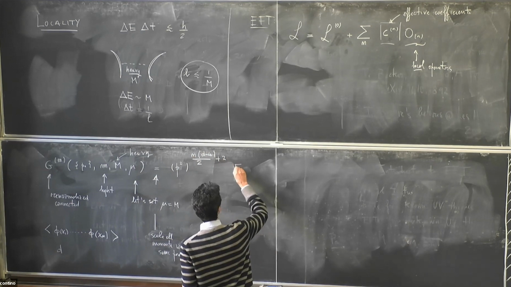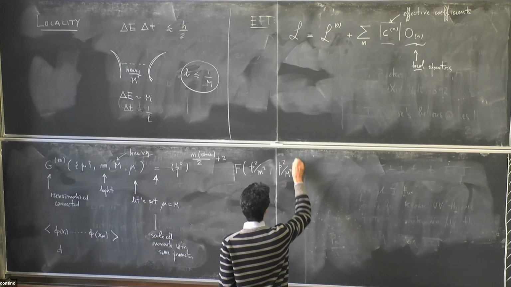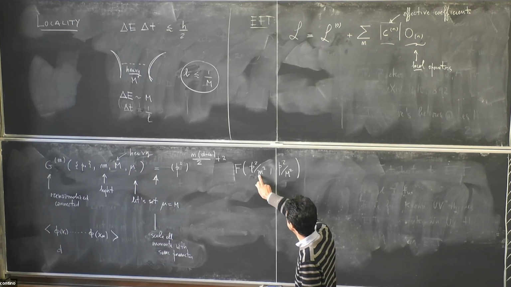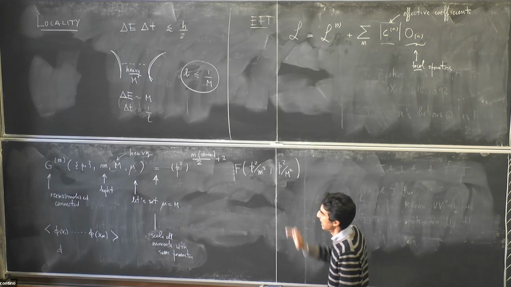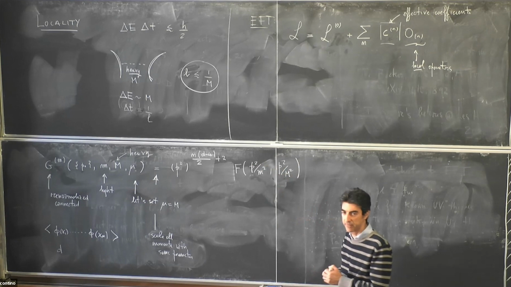And then you're left with a function which is dimensionless. And now, with mu fixed to capital M, it's just a function of two variables, so two ratios of scale. For example, you can choose p squared divided by little m squared and p squared divided by capital M squared. And now you can use the analytic properties of this function. The analytic properties of generic n-point Green functions are not well known. They are not known rigorously.